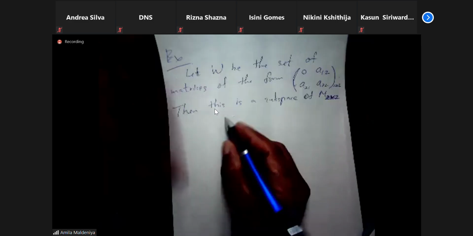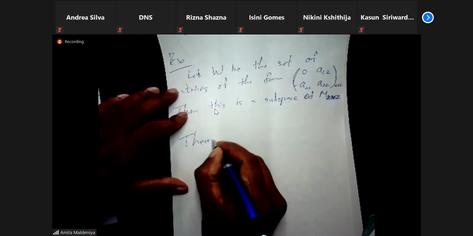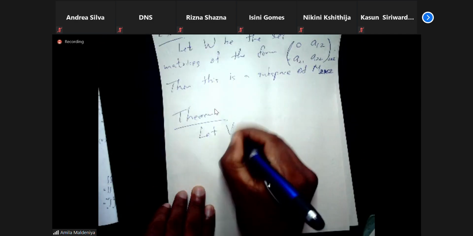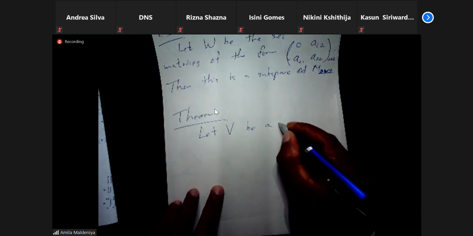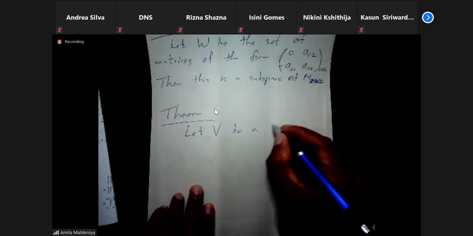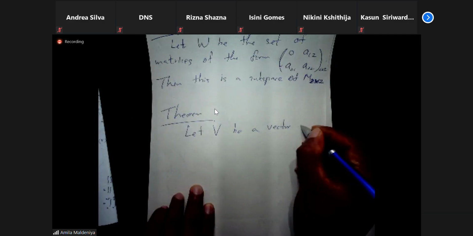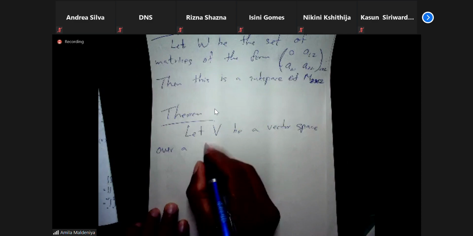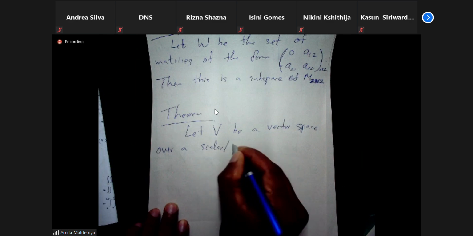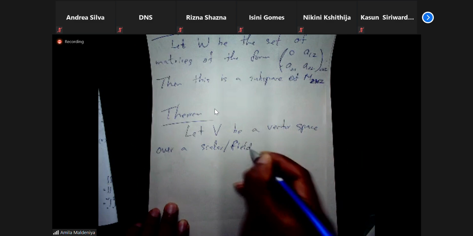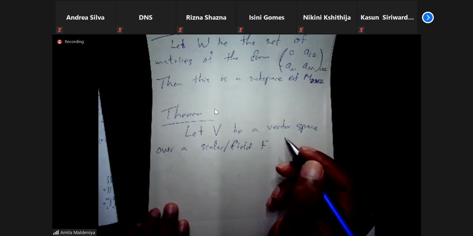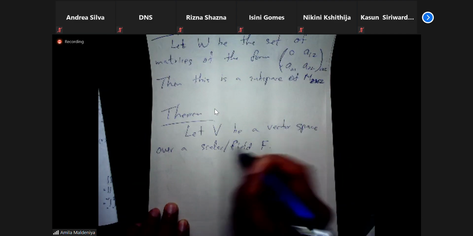Right, so let me write it down. Theorem. Let V be a vector space over a scalar field, and let me write both words, scalar or sometimes we call it the field, F. F can be R, the complex numbers, or the real numbers, anything, as long as it satisfies the properties of a field.